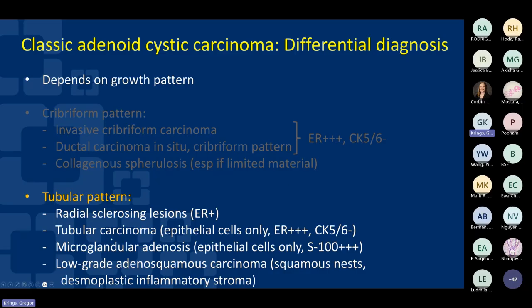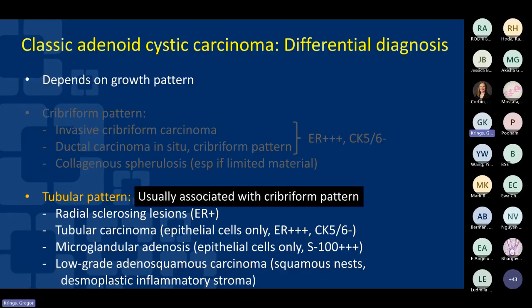Also in the differential would be tubular carcinomas and microglandular adenosis, but these proliferations are comprised only of epithelial cells, and of course tubular carcinomas are strongly ER positive, and microglandular adenosis is strongly S100 positive. Low-grade adenosquamous carcinoma can also mimic tubular pattern adenoid cystic carcinoma, but the squamous nests of these tumors or the desmoplastic inflammatory stroma that's so characteristic of low-grade adenosquamous carcinoma is not typically a feature of adenoid cystic carcinoma. And a really helpful clue is that most of the time the tubular pattern is in fact not pure, and it's associated locally with cribriform growth.